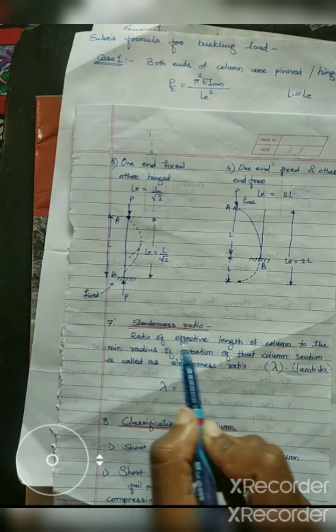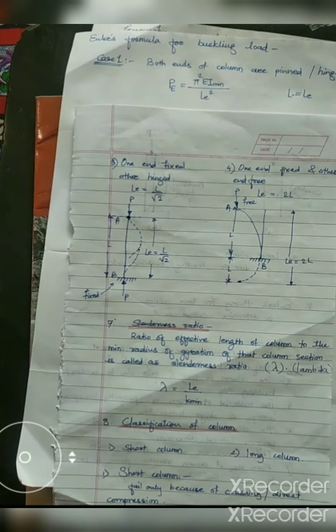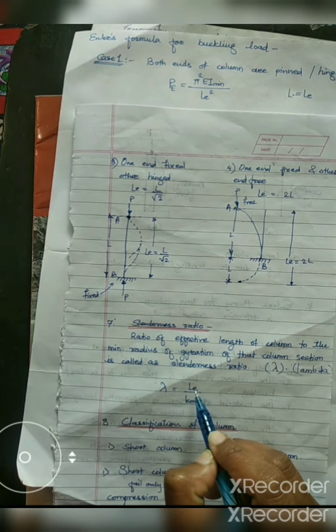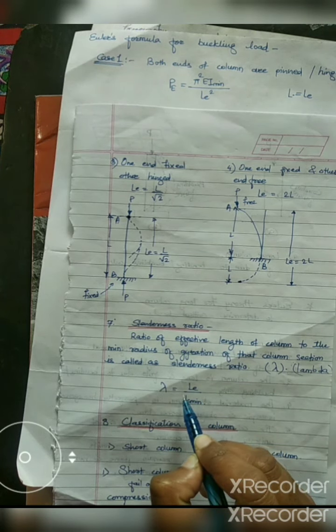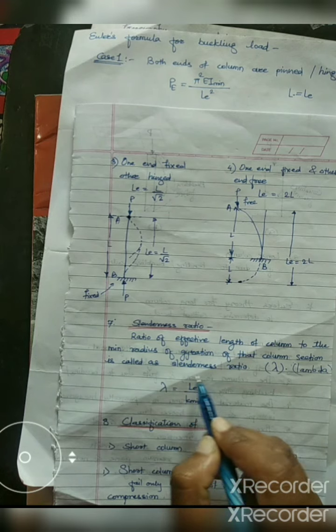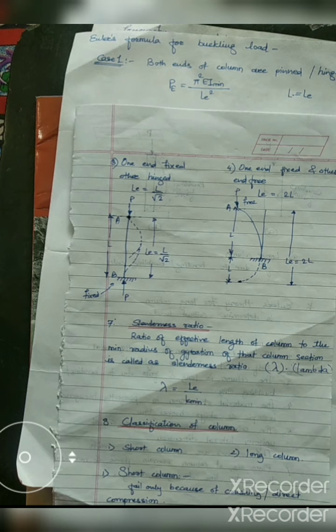So it is the ratio of the effective length of the column to the minimum radius of gyration of that column section, and it is called the slenderness ratio. So lambda will be equal to LE, where LE is the effective length of the column, divided by K, which is the minimum radius of gyration. This is called lambda, that means the slenderness ratio.